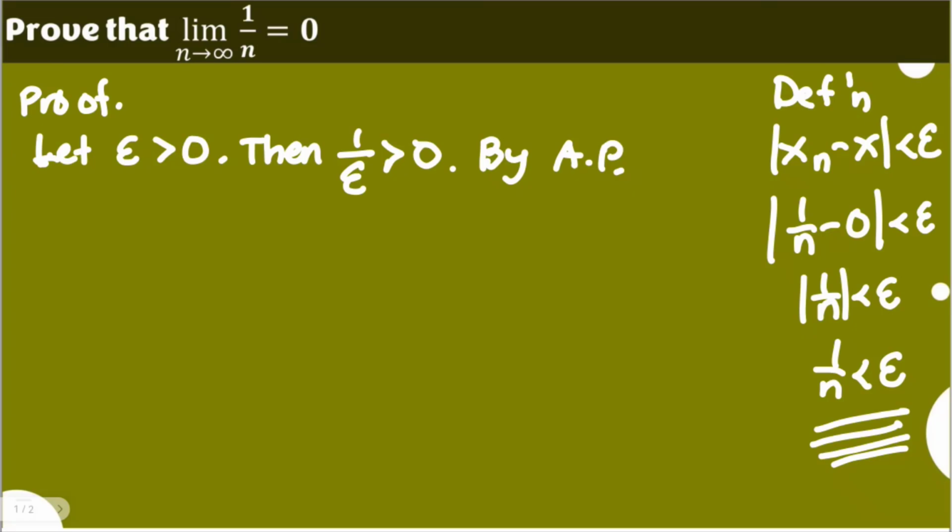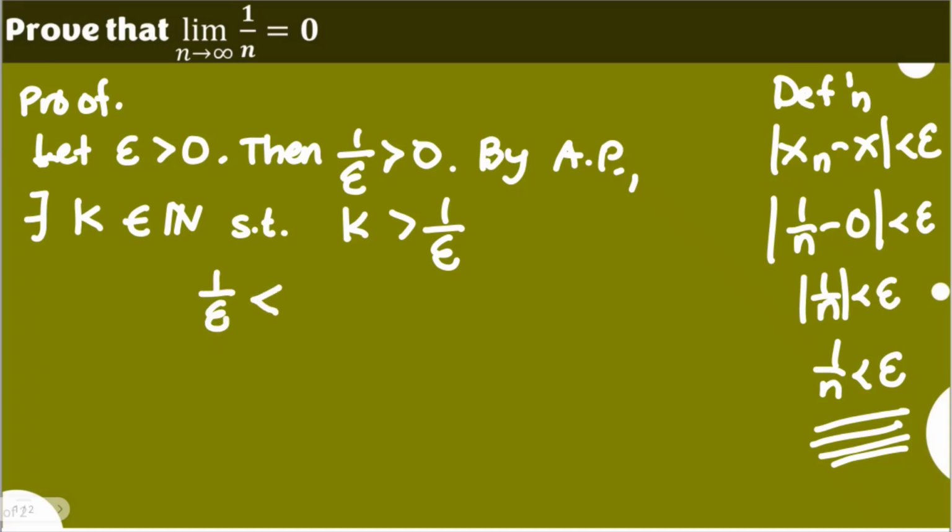With this, since part of the proof for the limit of a sequence is that for every epsilon greater than 0 there is this natural number k, we can introduce here: there exists k, a natural number, such that k is greater than 1 over epsilon. Or, for the structure of the Archimedean property, you could also state that 1 over epsilon is less than k. So that's by the Archimedean principle.